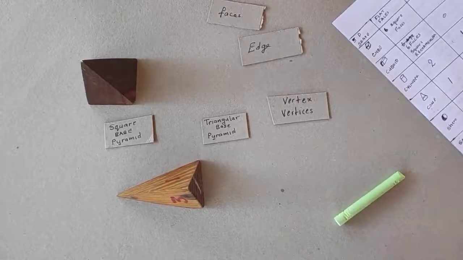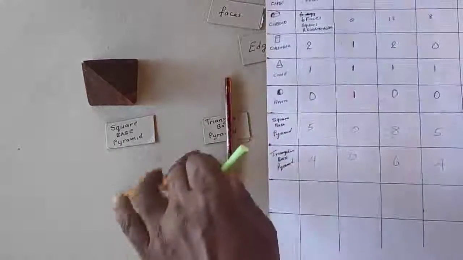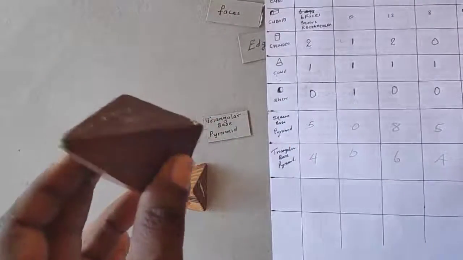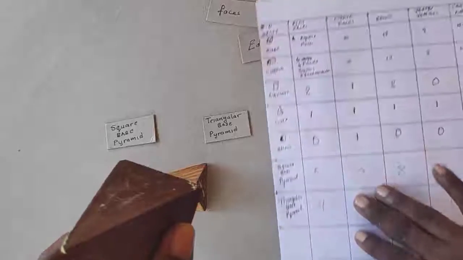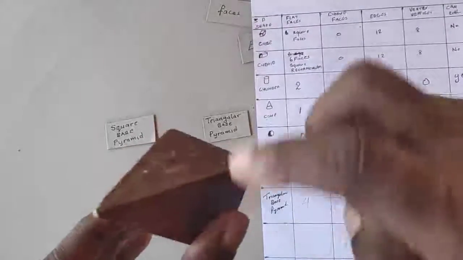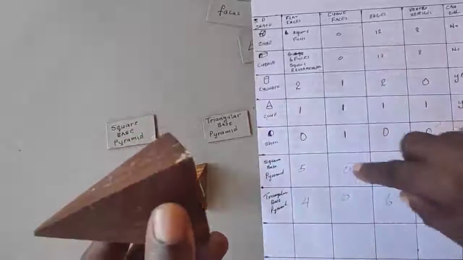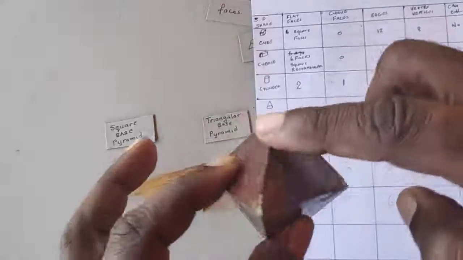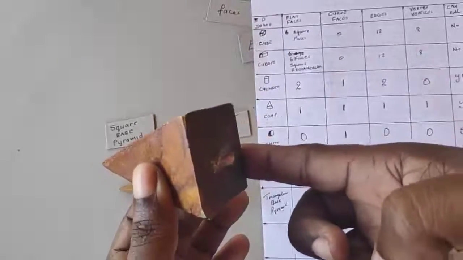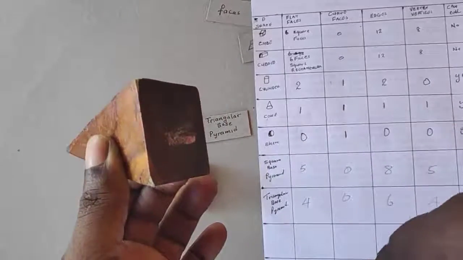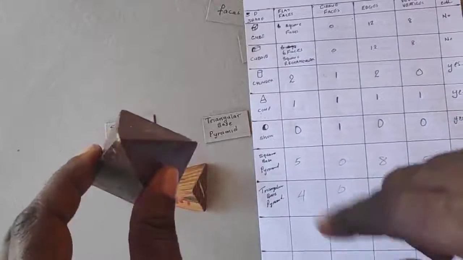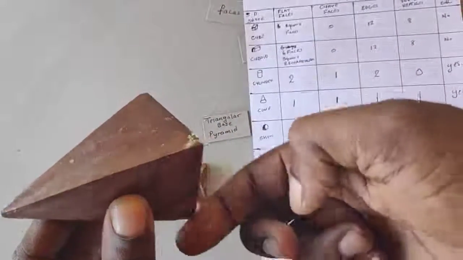So let's review. Let's bring my chart in here now. We said in the square base pyramid we have 5 faces. 1, 2, 3, 4, 5. We have no curved faces. We have 8 edges. 1, 2, 3, 4, 5, 6, 7, 8. Edges, sorry. And we have 5 vertices. 1, 2, 3, 4, 5.